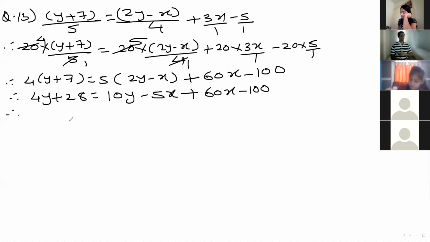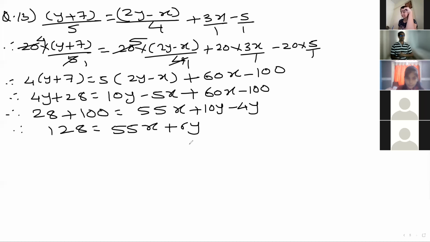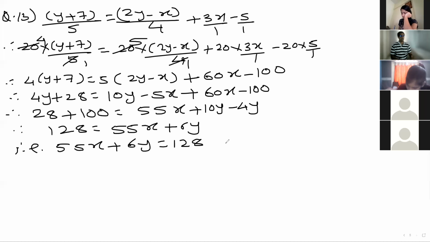Now rearrange the terms. After rearranging, you get 28 plus 100 is equal to 55x plus 10y minus 4y. Basically, you get 128 is equal to 55x plus 6y. Is that clear? Yes, sir. Okay. Again I will rearrange. You get 55x plus 6y is equal to 128. I don't think we can take anything common. So this is the final step.